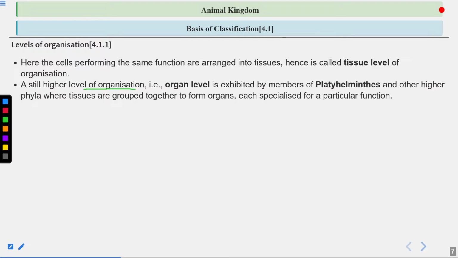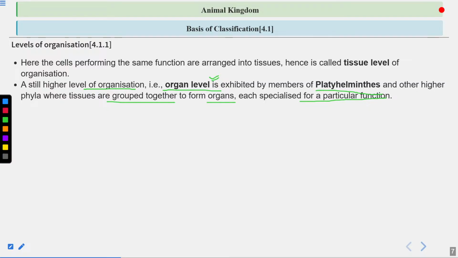Now, we are also having some higher level of organization, that is the organ level. Many tissues unite together to form the organ, right? So in the case of the next phylum, Platyhelminthes and other higher phyla, many tissues are grouped together to form the organs, and each is specialized for a particular function. It means that every organ is performing a particular function, right? So that is showing the organ level of organization.